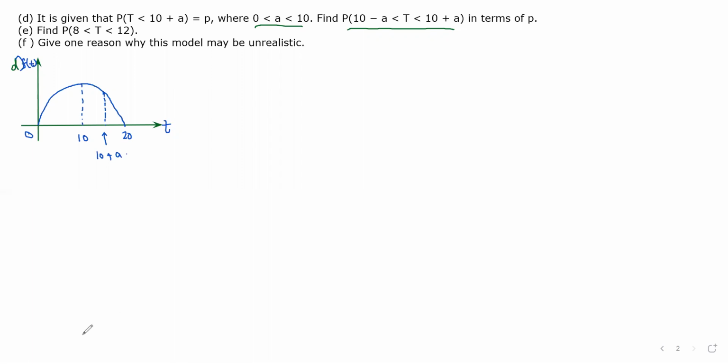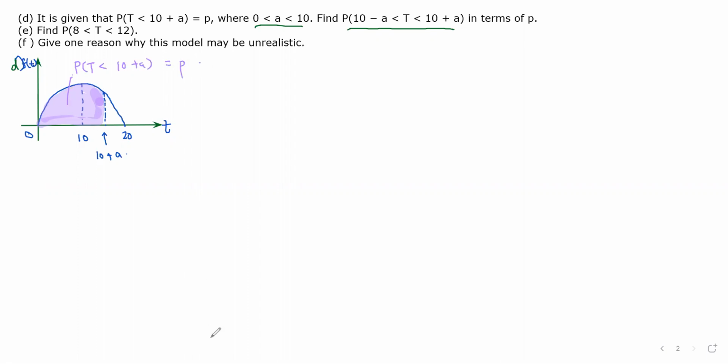And we are given that the probability t is less than 10 plus a. That is the area of this shaded region here. This area will give us probability t. Sorry about that. Let's write this properly. Probability t less than 10 plus a. This is given by p.